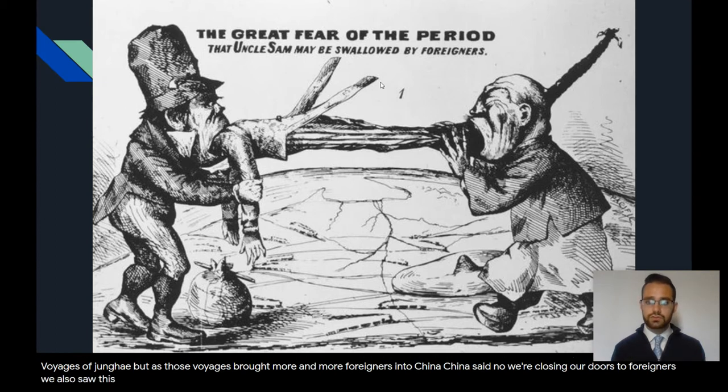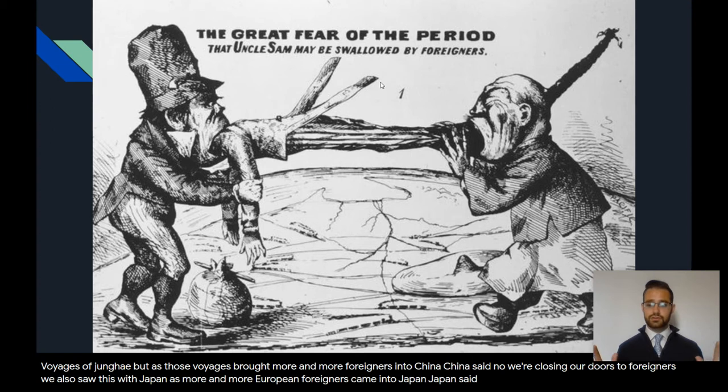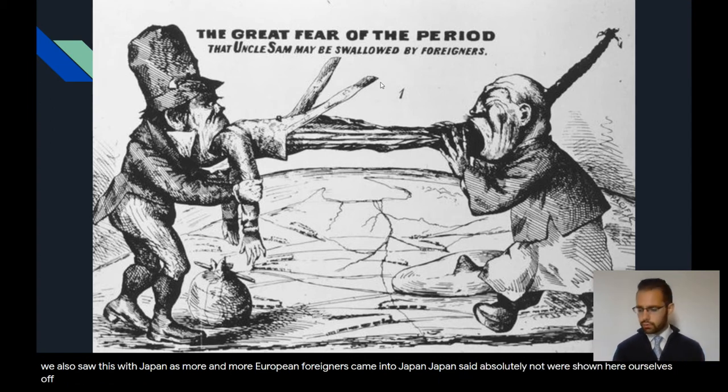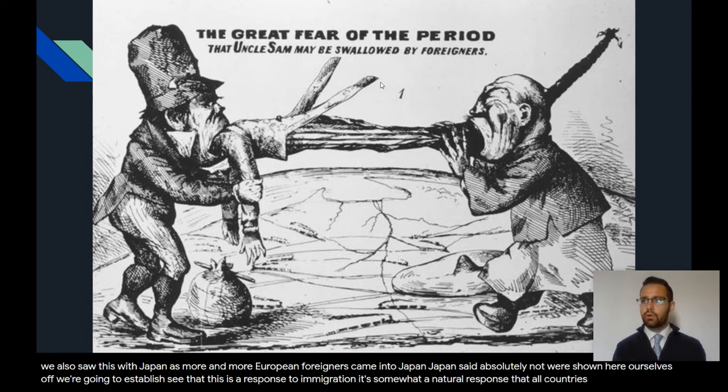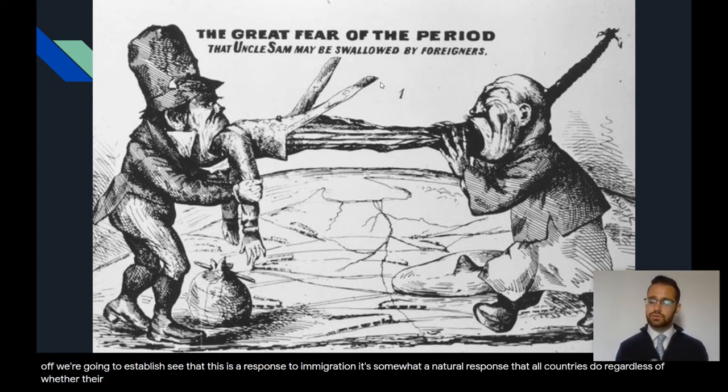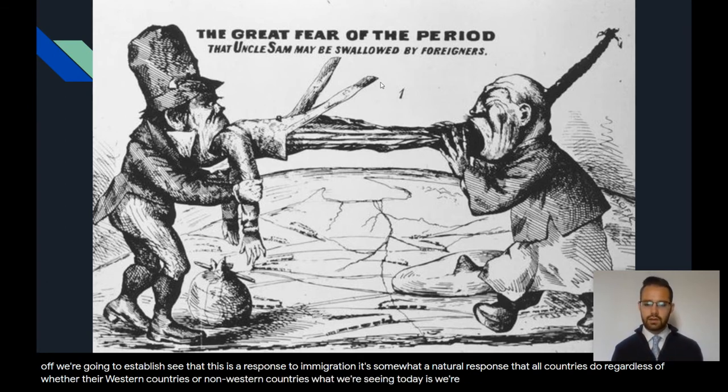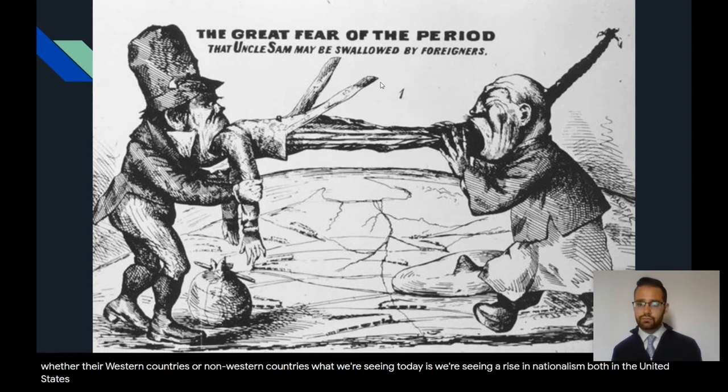We also saw this with Japan. As more and more European foreigners came into Japan, Japan said, absolutely not. We're shutting ourselves off. We're going to establish the Tokugawa shogunate. So we see that this is a response to immigration. It's somewhat a natural response that all countries do, regardless of whether they're Western countries or non-Western countries. What we're seeing today is a rise in nationalism, both in the United States and in Britain and in other parts of the world as well.